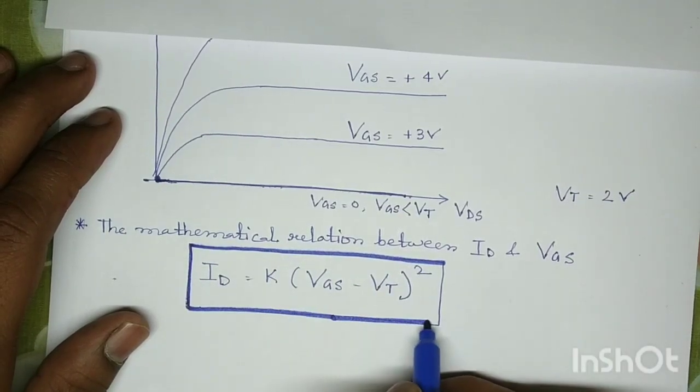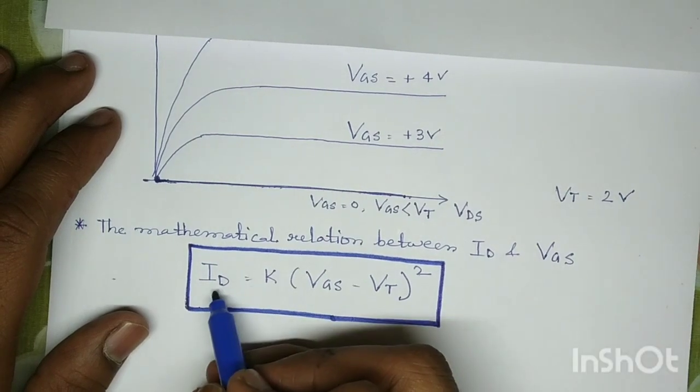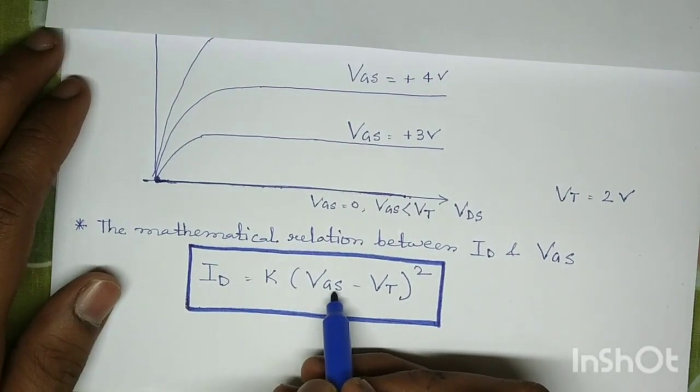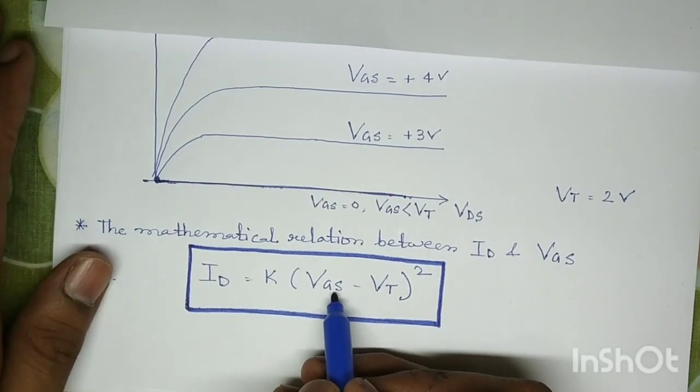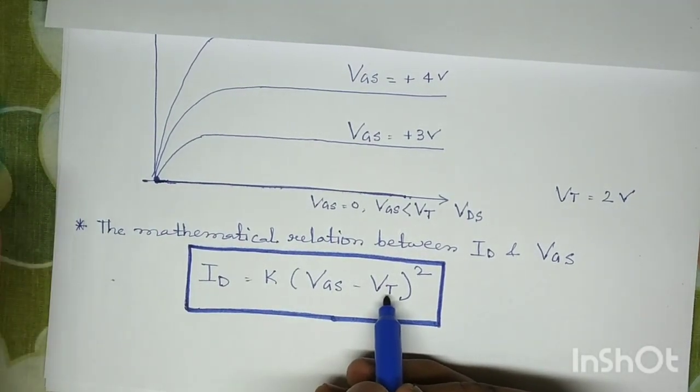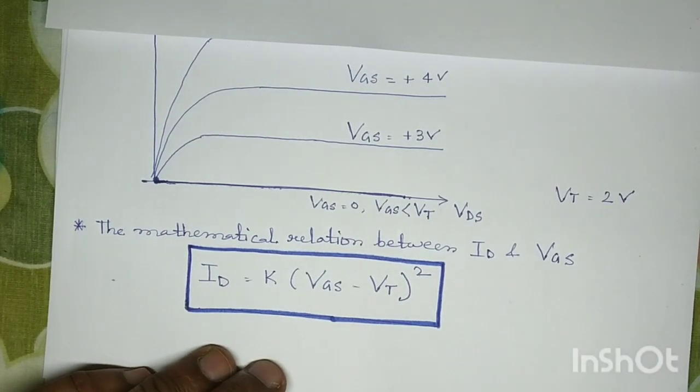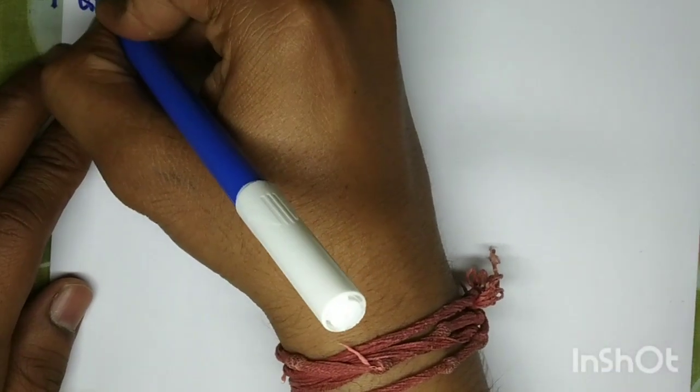Where ID is the drain current, K is some constant, VGS is the potential difference between the gate and the source terminal, and VT is the threshold voltage of the enhancement type MOSFET. Next, I will take one example based on the sketch of transfer characteristics of enhancement type MOSFET.